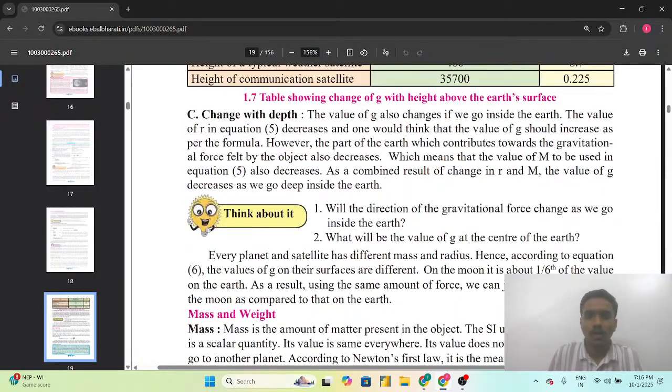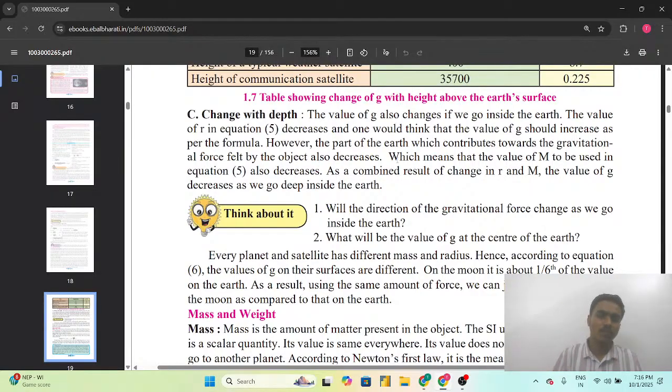So here is a question which is asked very often. Suppose we are having the earth's surface, so we are digging from one end of the earth towards its center.